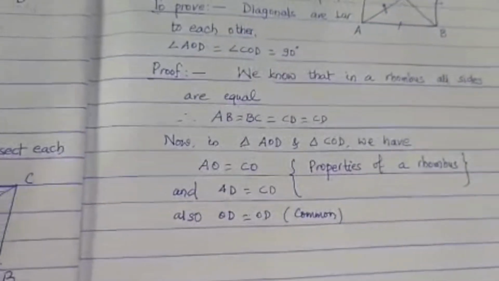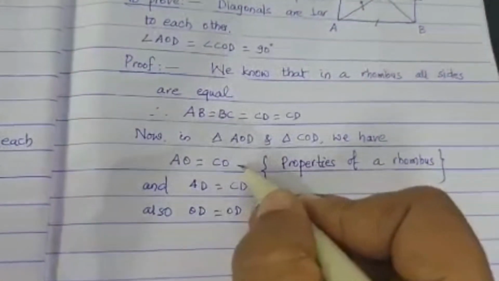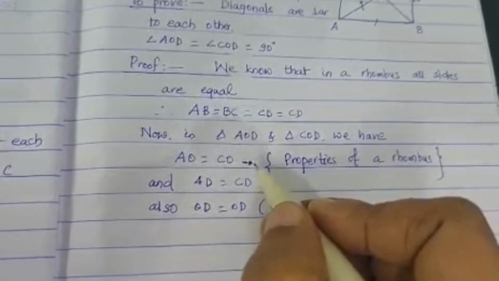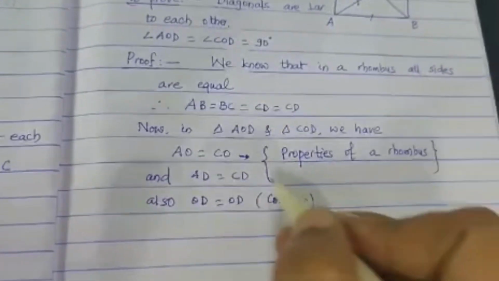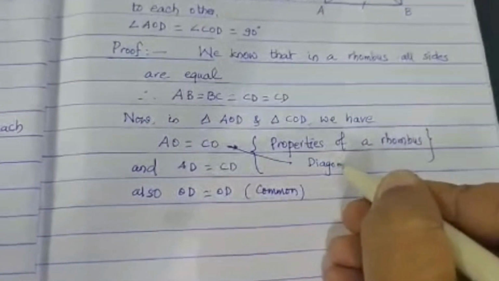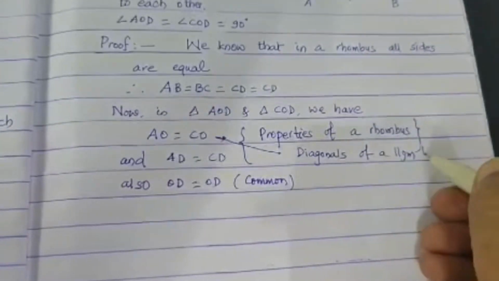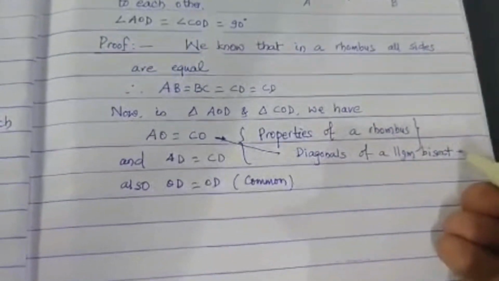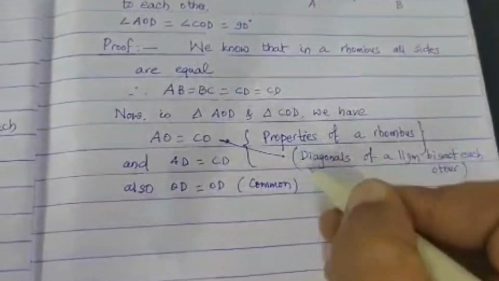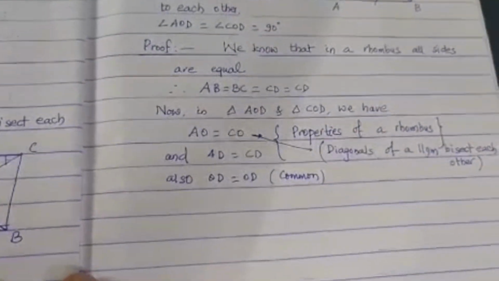All right. This one, AO equal to CO, is basically because the diagonals of a parallelogram bisect each other, because a rhombus is also a parallelogram.